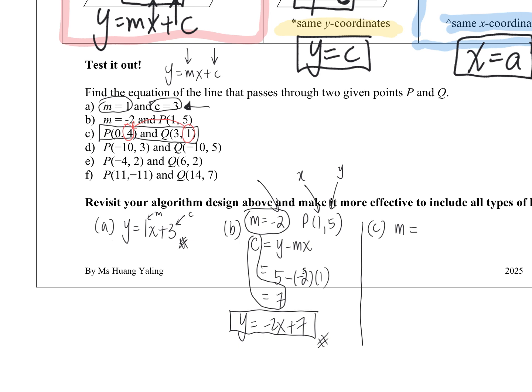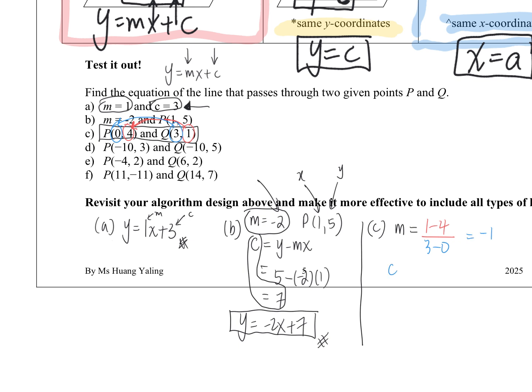What? 1 minus what? 1 minus 4 over what minus what? 3 minus 0, correct? Okay, so you just have to plug in. Then this will give you minus 1 for the gradient.